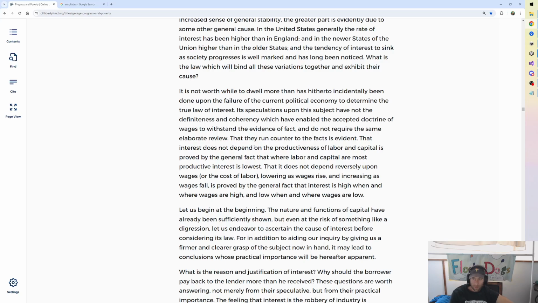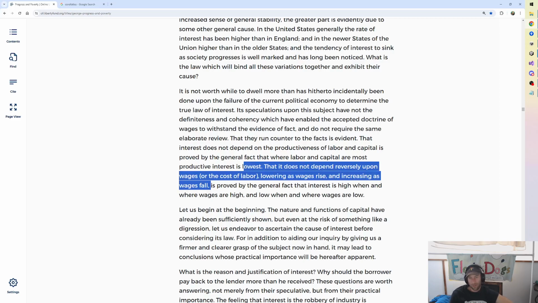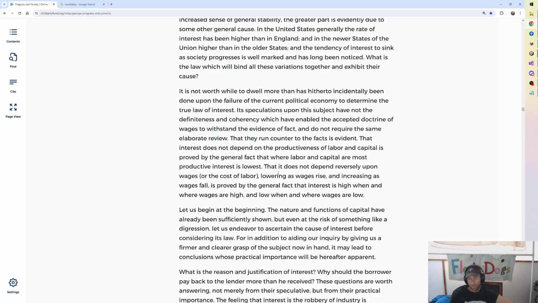That it does not depend reversely upon wages. Oh, okay. Here he's simply describing what it would mean for it to depend reversely on wages, lowering as wages rise and increasing as wages fall. Okay. I understand the sentence more now. The general fact is that interest is high when and where wages are high and low when and where wages are low. This shows us that interest does not depend reversely on wages.